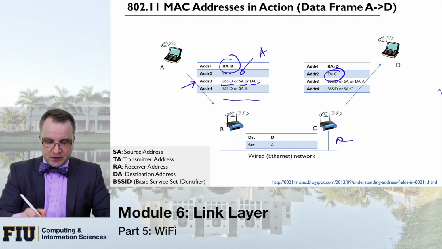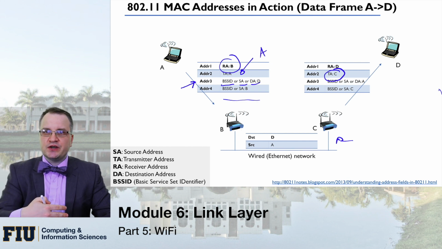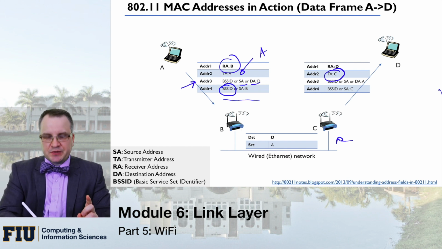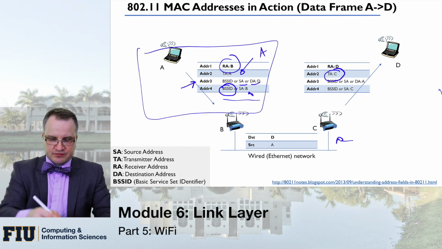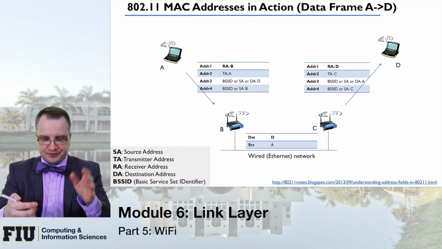And finally, as part of the last case, we need to specify it's either BSSID or source address. In this case, we don't need any additional information. We simply specify that it's BSSID. It's specified as B because B is the MAC address of the access point, and in this specific case it is acting as BSSID. So we covered the first frame.